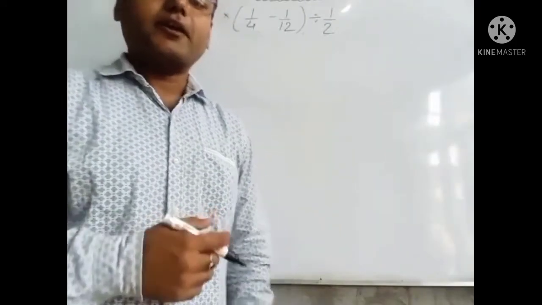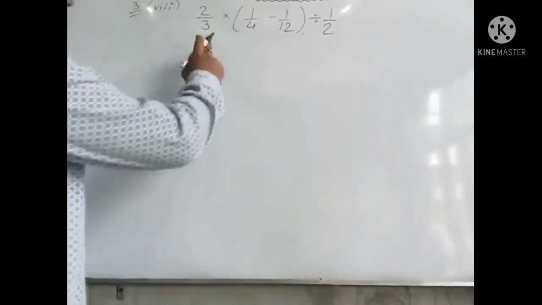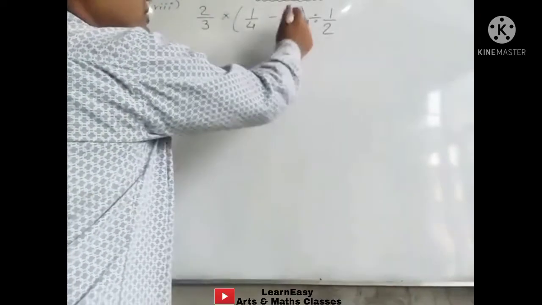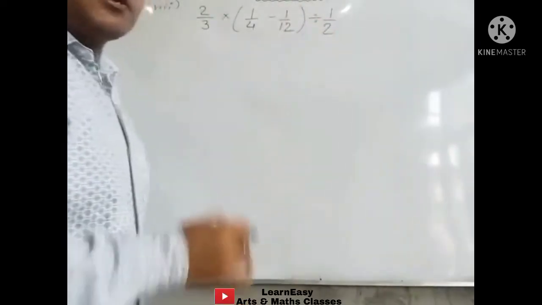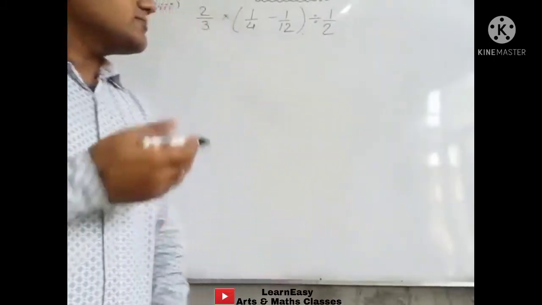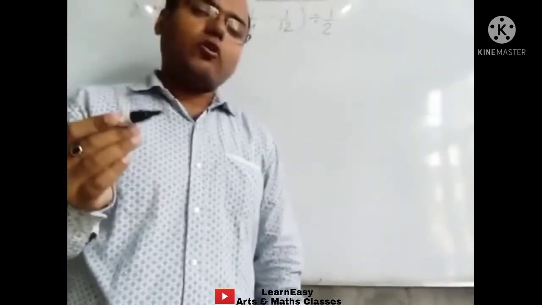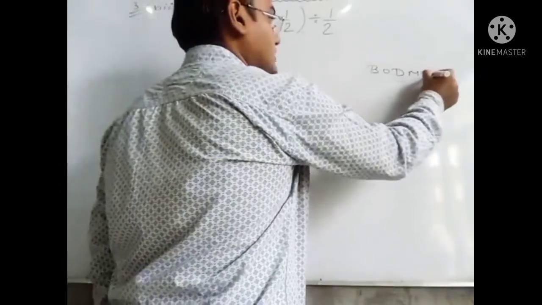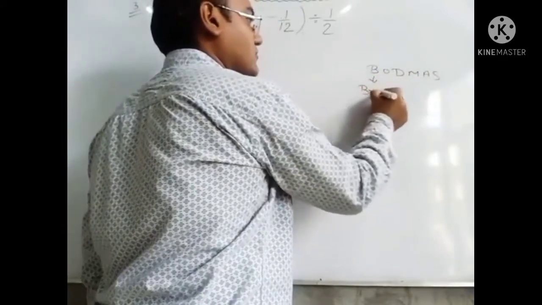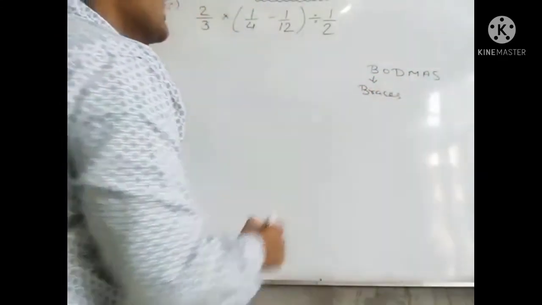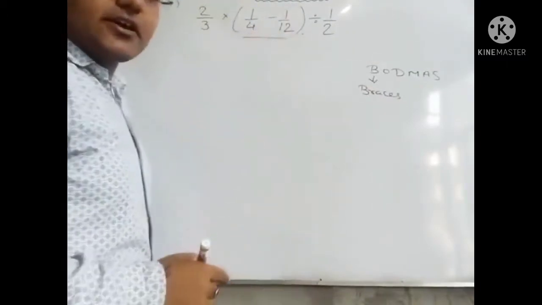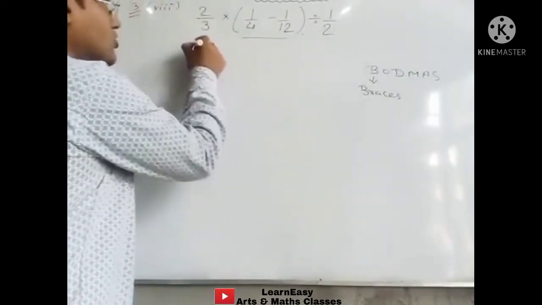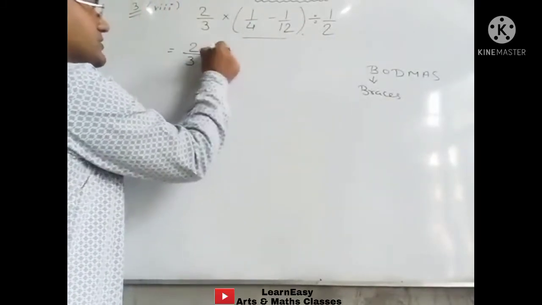Now see part number 8 of question number third. Eighth part: 2/3 multiply bracket 1/4 minus 1/12 bracket close divided by 1/2. So this is the question. Here again we have to apply the rule of BODMAS. BODMAS we will write here. So first of all braces we have to solve, braces or bracket. So inside the bracket minus is there. So in order to subtract these two fractions we have to take the LCM. What we will do, rest of the things we will write as it is.